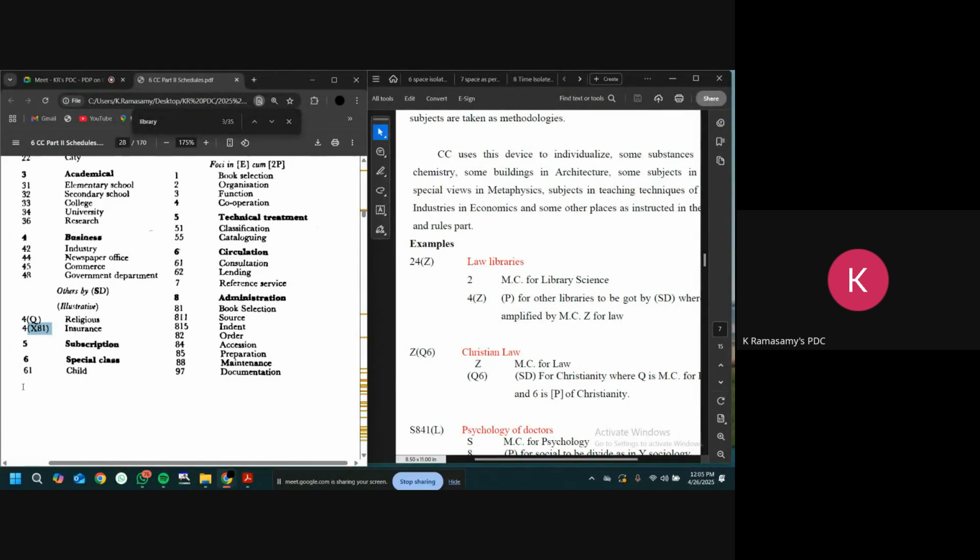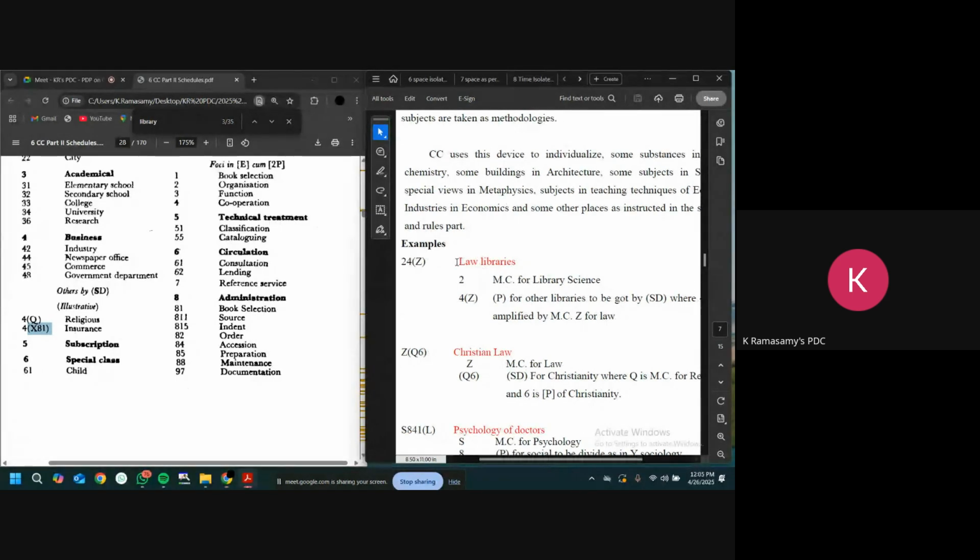For example, I am working in a religious library. How to construct a number for a religious library? It is very simple. 2 for library science, 4 for special library. What is the number for religion? Number for religion is Q, isn't it? So I just put Q within the circular bracket. So what is the answer? 2, 4 within bracket Q. That becomes religious library.